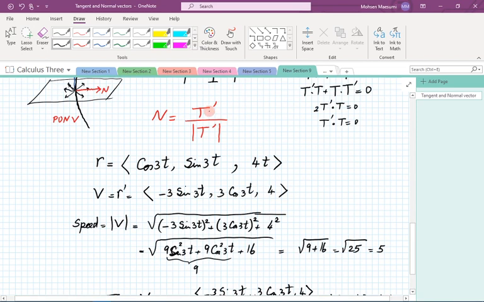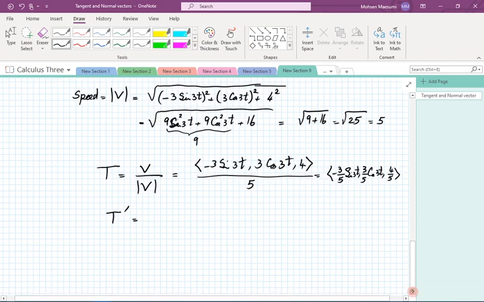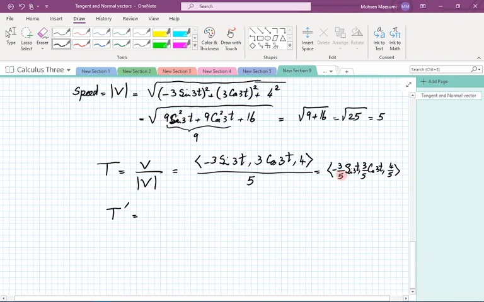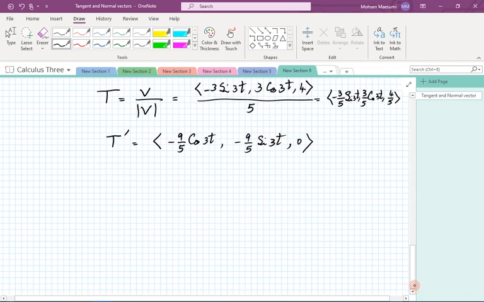How is your unit tangent vector changing, divided by its length? So I have to find the derivative of this. Not any more complicated than what we just did. The derivative of this is going to be minus 9/5 of cosine of 3t. That one also becomes minus 9/5 of sine of 3t. The last one, since it's a constant, drops out. So this is how the unit tangent vector is changing.